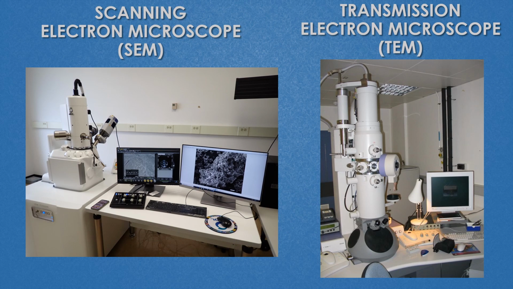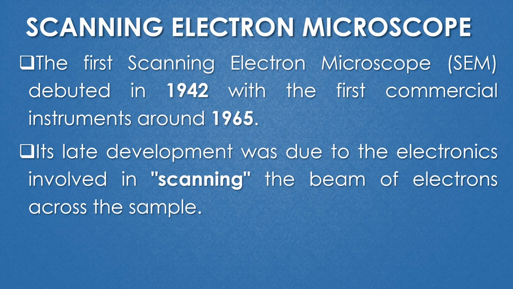This image shows the scanning electron microscope and the transmission electron microscope. The first type of electron microscope is the scanning electron microscope. The first scanning electron microscope, in short referred to as SEM, debuted in the year 1942, with the first commercial instrument around 1965. Its late development was due to the electronics involved in scanning the beam of electrons across the sample.